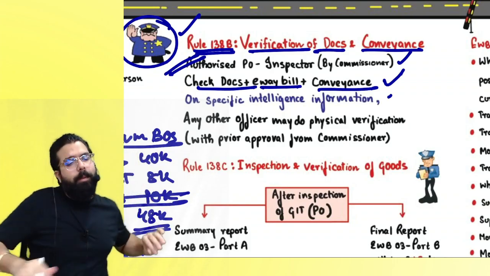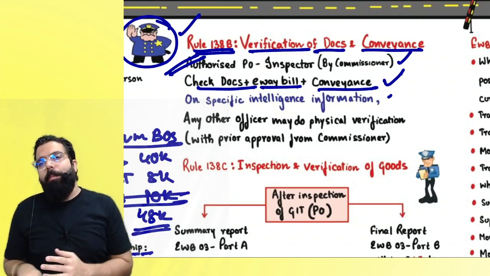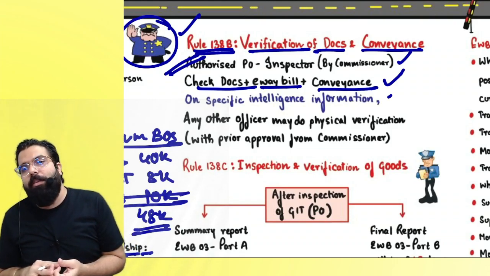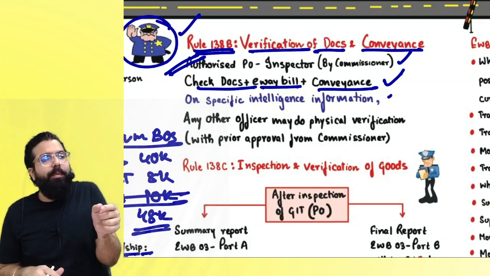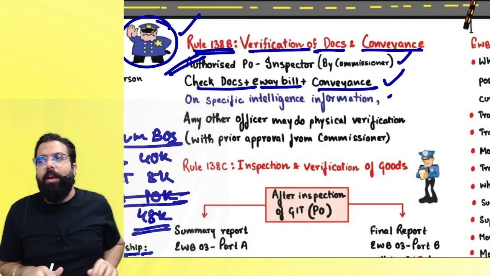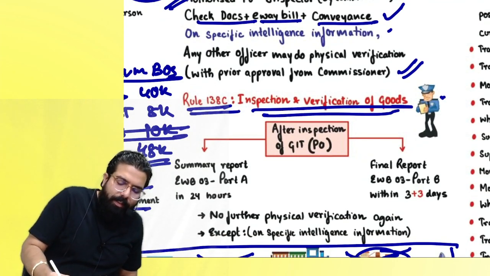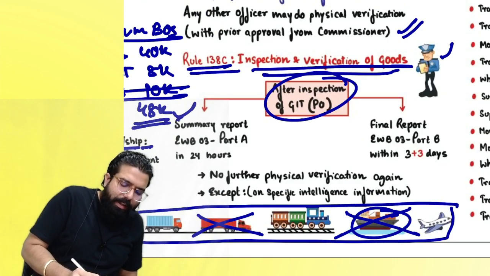But on the way, supposing the authorized proper officer is not there, and the government has got information that Ramesh is doing something wrong, then any other officer can go ahead and do the checking after taking the commissioner's approval.